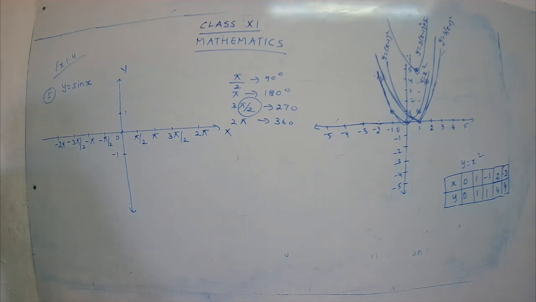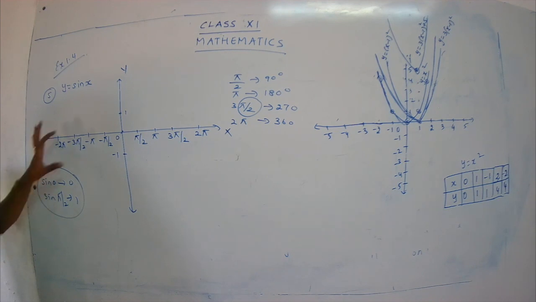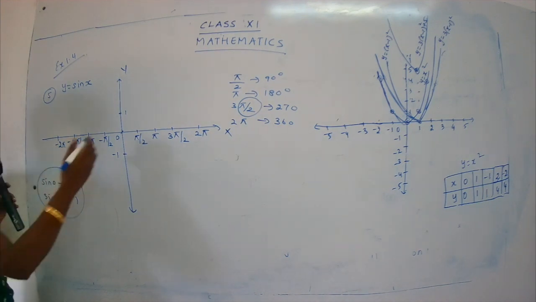So how to start your graph? The value for sin 0 is 0. Remember this value we have used in our trigonometry. Yes, sin 0 is 0 and sin pi by 2 is 1. Remember this. So 0 to 1. So just remember these two values. Do not keep everything in your mind. Let's try to fill in the details with the help of these two values.